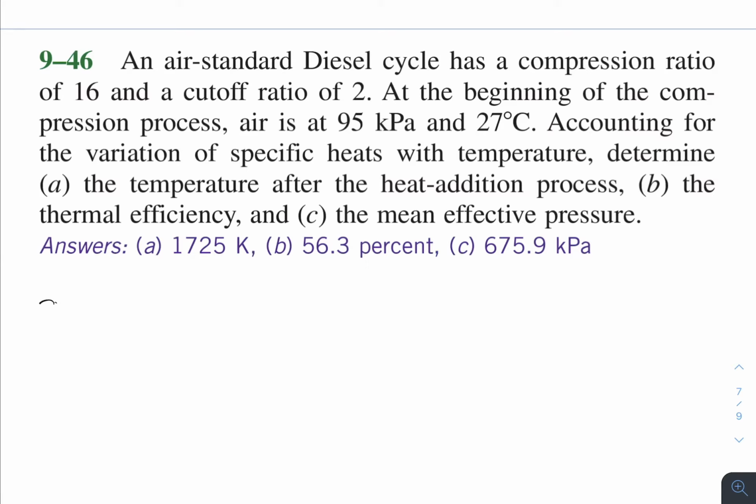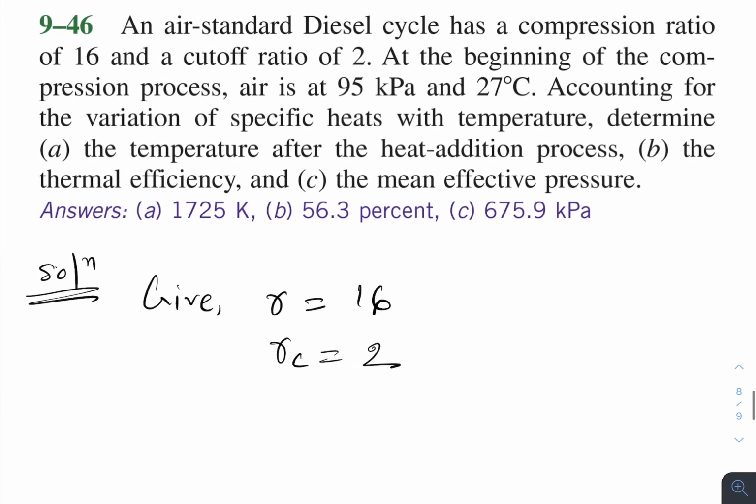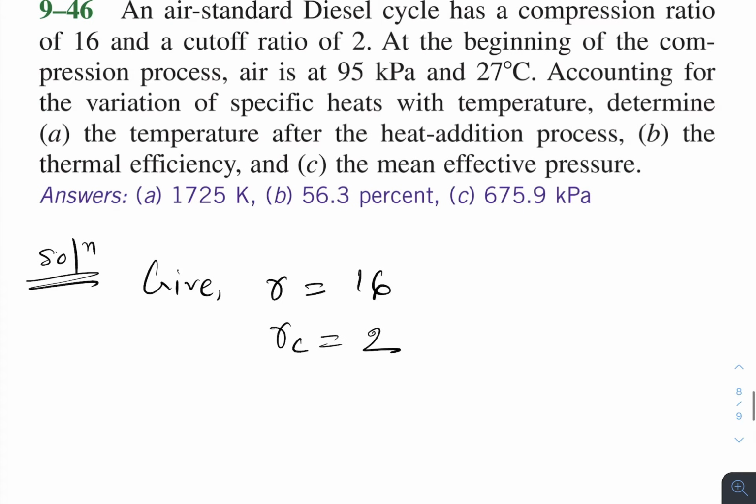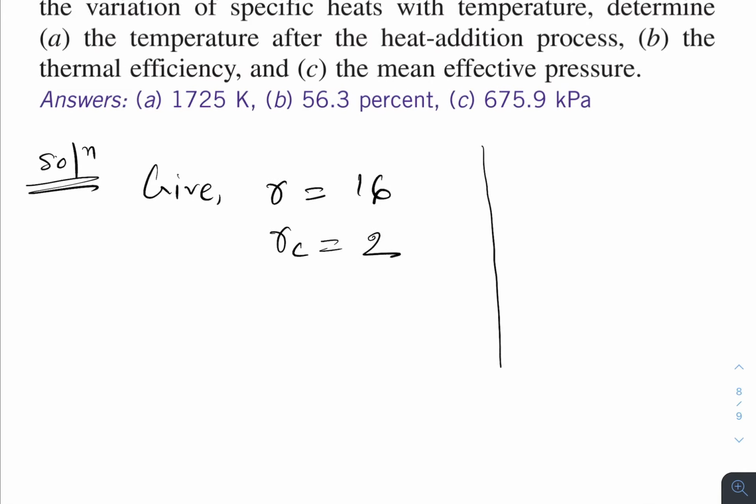It has a compression ratio of 16, right? So given the compression ratio r equals 16 and the cutoff ratio rc equals 2. At the beginning of the compression process, air is at 90 kilopascal and 27 degrees C.